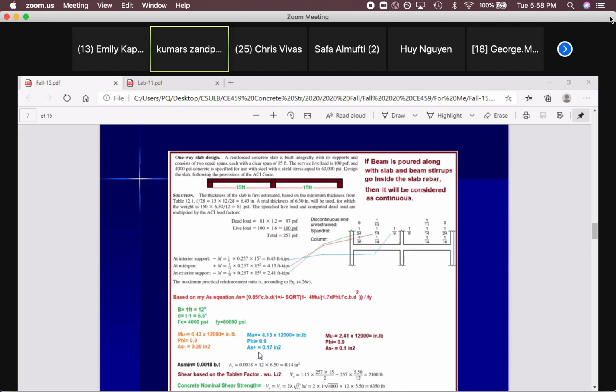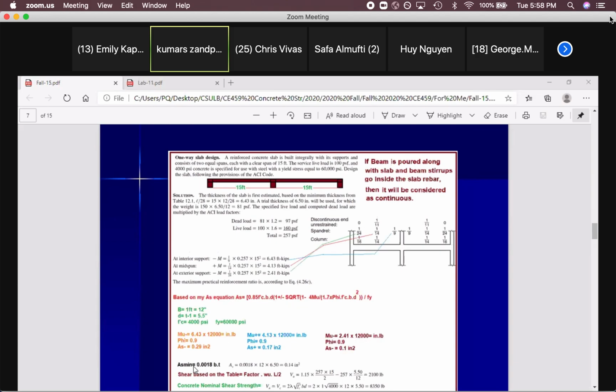Then you can calculate. Please, after this class, go and with those numbers and these numbers, try to find this AS. Please do it tonight, not tomorrow, tonight. You can calculate the same numbers. If you can't, something is wrong. Just use this equation with this information.